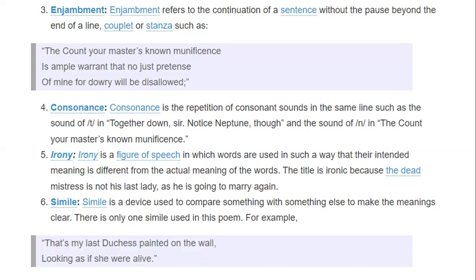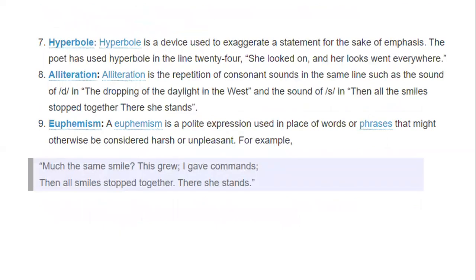Then we have simile. Simile is simply a comparison between two situations using words like, as, and but. Like and as mainly. That's my last duchess painted on the wall, looking as if she were alive. Then there is a very rampant use of hyperbole here, exaggeration simply. She looked on and her looks went everywhere. It's not actually something that's happening, it's just something that is being exaggerated to the point that it looks ridiculous. And maybe the poet is not trying to make that point.